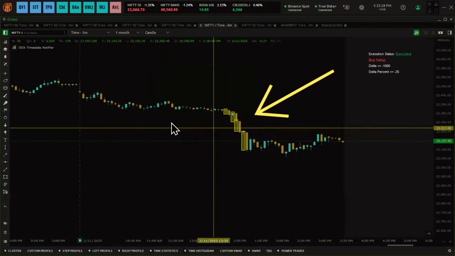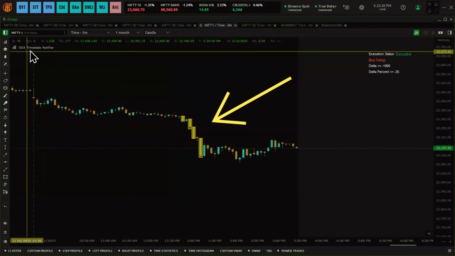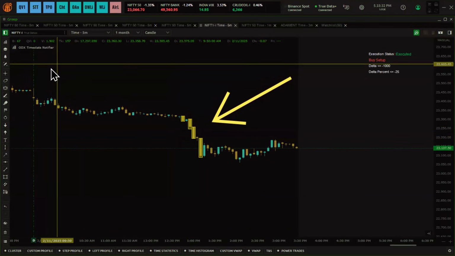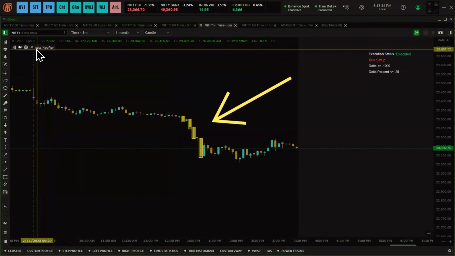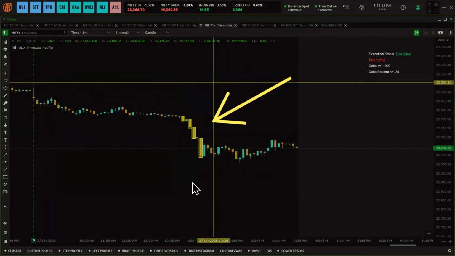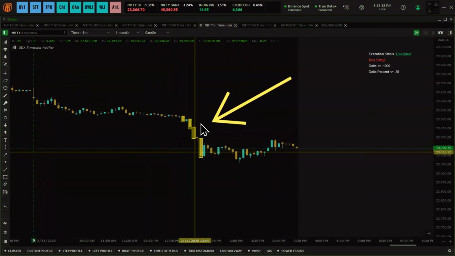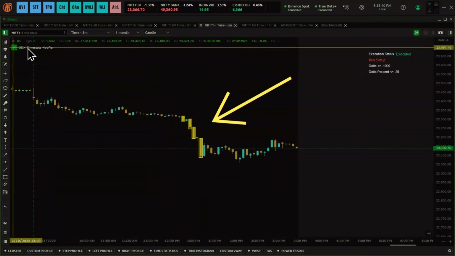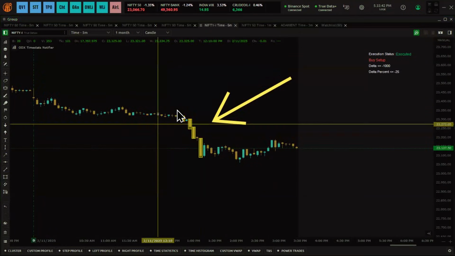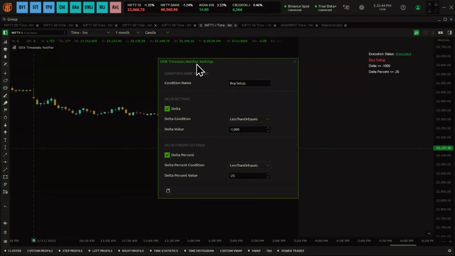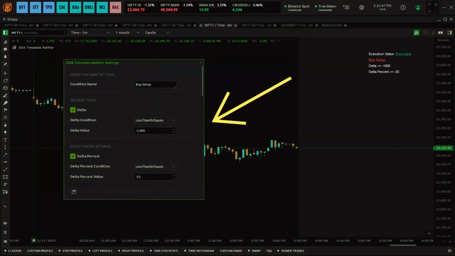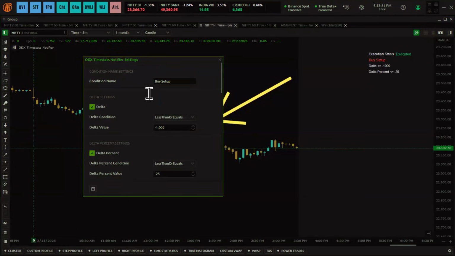The next indicator we are going to talk about is the ODX time stats notifier. The time stats notifier is an indicator which is applied on the futures. It is only for the futures, and you can also apply it on equity. You can apply it on equity, futures, options, but do not apply it on the index. Index is not a tradable instrument. When you apply this indicator, it opens with this setting.